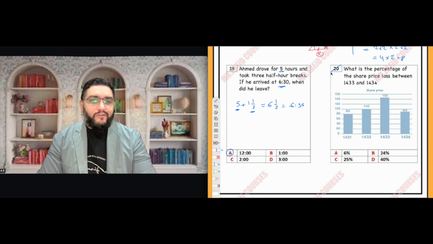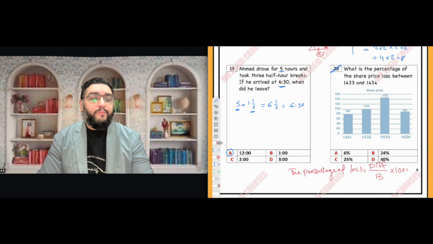The last question, question 20, and a very important question. What is the percentage of the share price loss between 1433 and 1434? We have a formula for the percentage of loss. Very important. Find the difference between the two numbers over the bigger, times 100, and the answer will be in percent. This is very important. The percentage of loss: the difference over the bigger times 100.